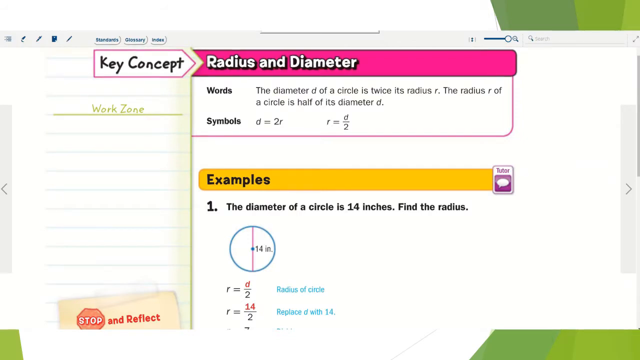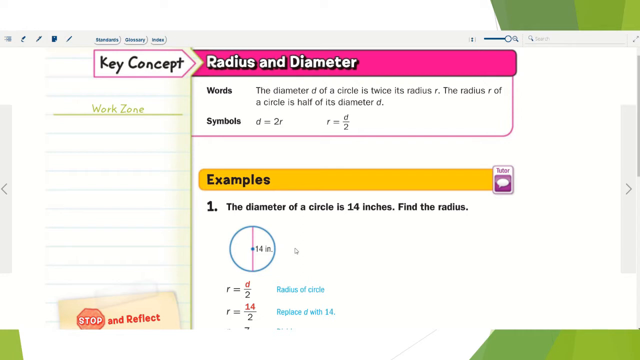Chapter 8, Lesson 1, the objective is to find the circumference of circles. There are quite a few vocabulary words in this lesson. They include circle, center, circumference, diameter, radius, and pi. So what I plan on doing here for a second is to use this circle down here to kind of explain what they are.